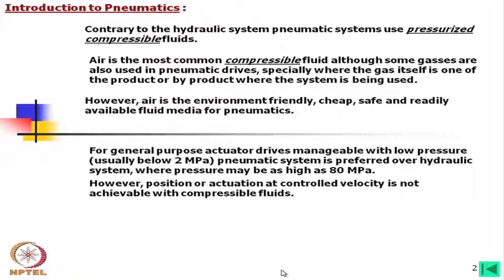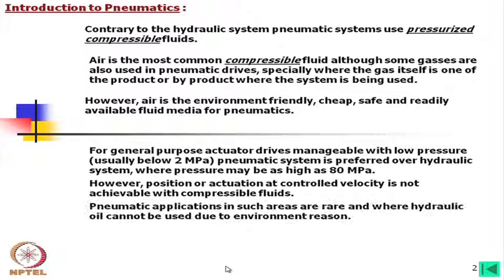However, position or actuation at controlled velocity is not achievable with compressible fluids. This is a drawback with compressible fluids. If you would like position control or velocity control, then it is very difficult to achieve. For a small magnitude, a small zone, it is possible. For a relatively larger range, hydraulic fluid will be more useful.